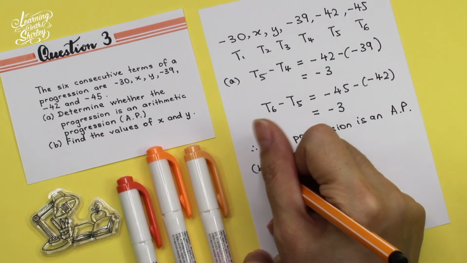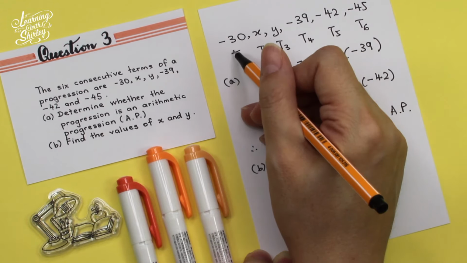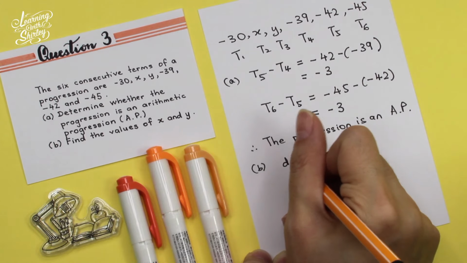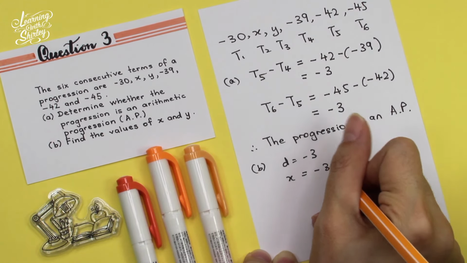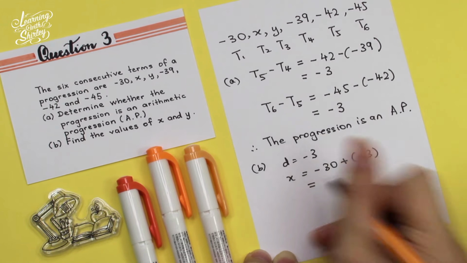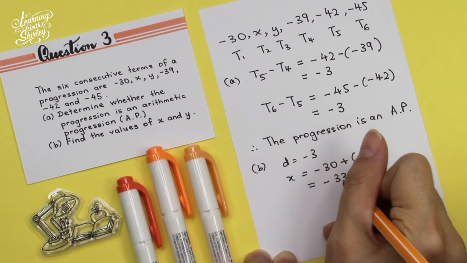Okay, to solve B, find the values of x and y. So to find x, I'm going to use T1 plus D. So since the D is negative 3, x is negative 30 plus D, so equals to negative 30 minus 3 is negative 33.